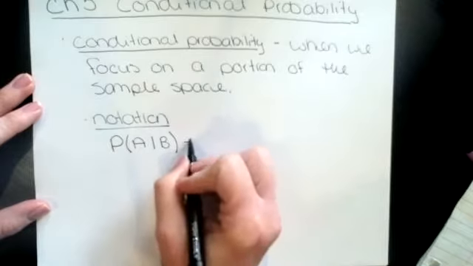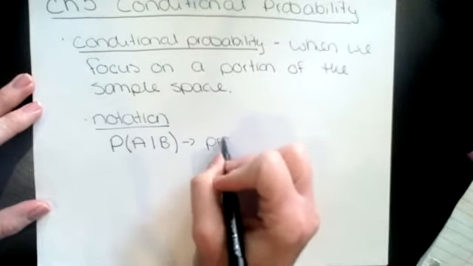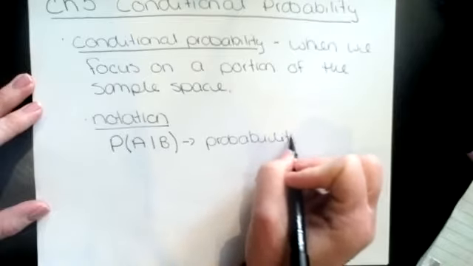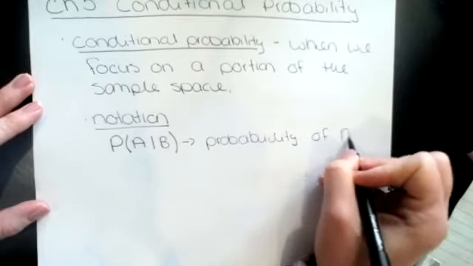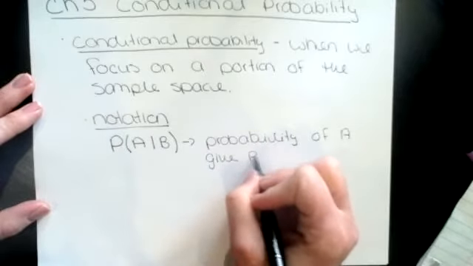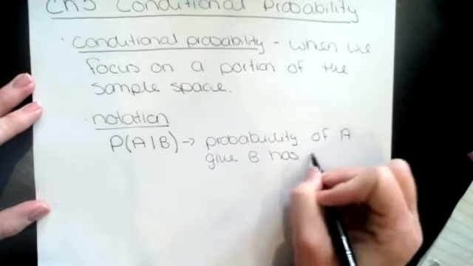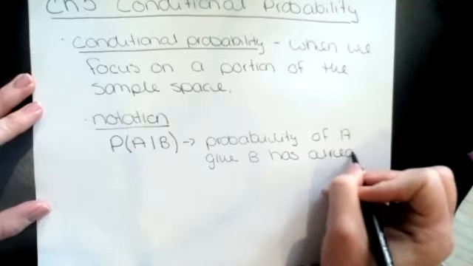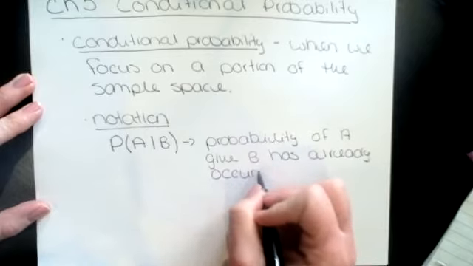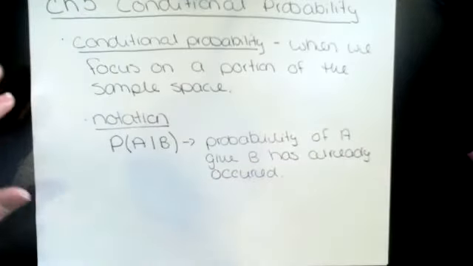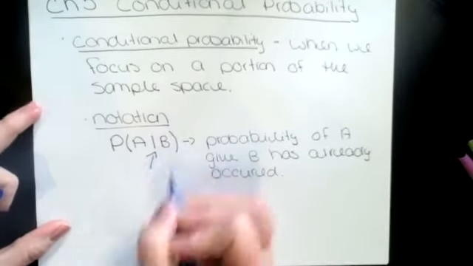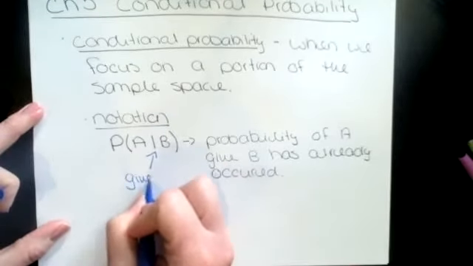Now, what this means is that we're looking at the probability of A given B has already occurred or taken place. So what we're saying is this little vertical line is the conditional probability, and that means given.